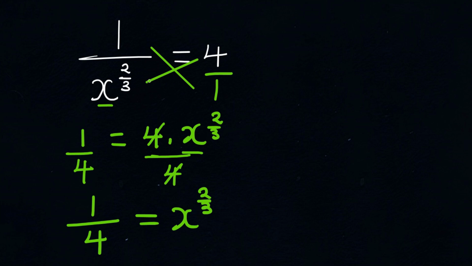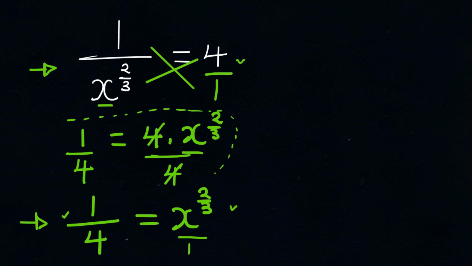So if you look at the initial expression and this expression, it seems as if we just wrote the reciprocal of whatever we had, because this was 4 over 1 and here we've got 1 over 4. This was initially 1 over x to the power 2 over 3. So this is now x to the power 2 over 3 divided by 1.